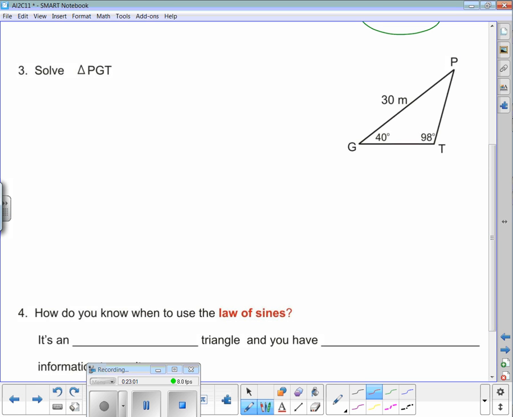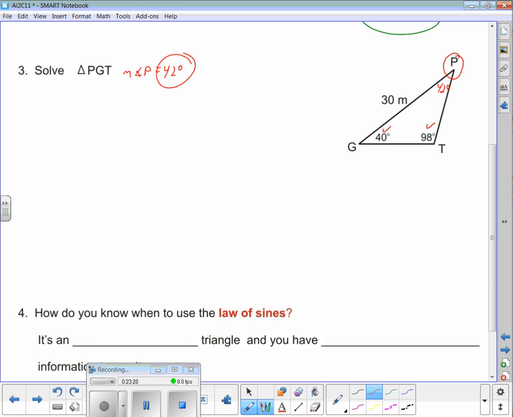All right, solve the triangle. I've got to find all angles and all sides. This one, it's easiest to go ahead and get the third angle right away. We're given two of them here. So we're just simply going to do 180 minus 40 minus 98, and we are going to end up with a 42-degree angle. Okay, it's the measure of angle P. That was easy.